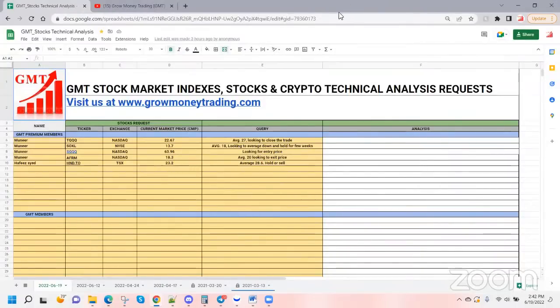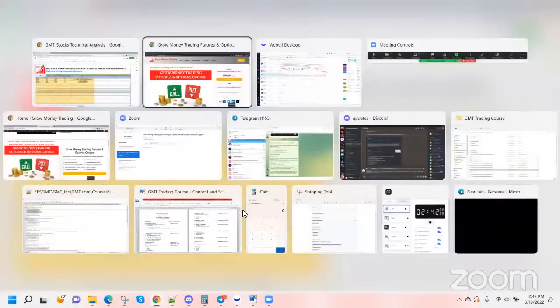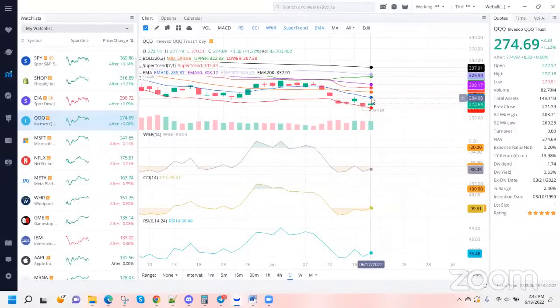The level of 285 on QQQ is important. If that gets broken out, then you can look for an upward target, and the price will help you to fill the gap and go up. But it is very important for you to break that 285 level.